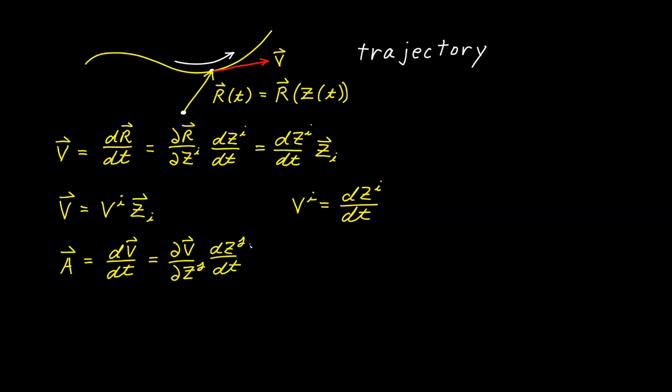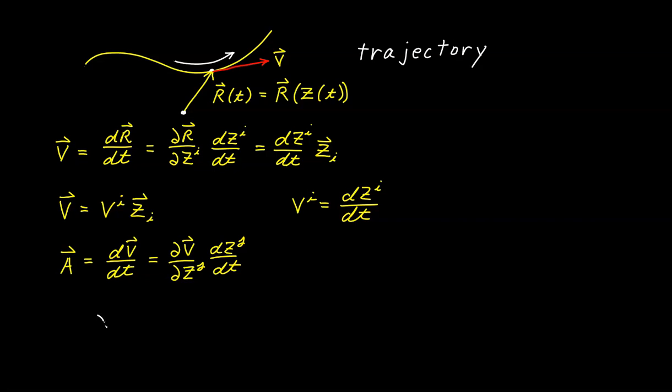Okay, well, here the partial of r with respect to zi was our basis vector zi, but we're going to get something different with the partial of v with respect to zj. Now, to understand what that is, we need to go all the way back to video number 28. If you remember in video number 28, that's where we introduced the covariant derivative.